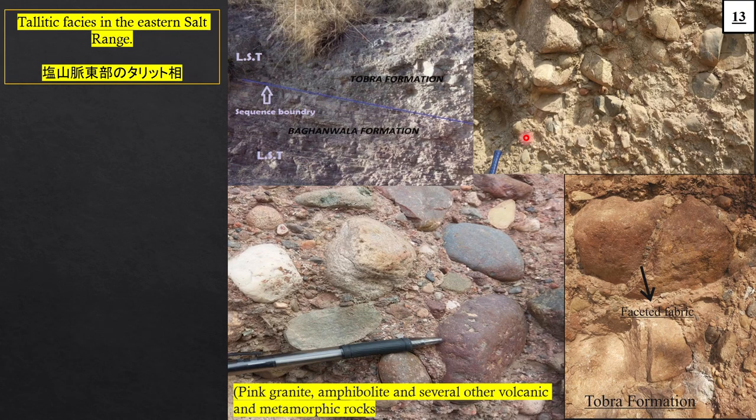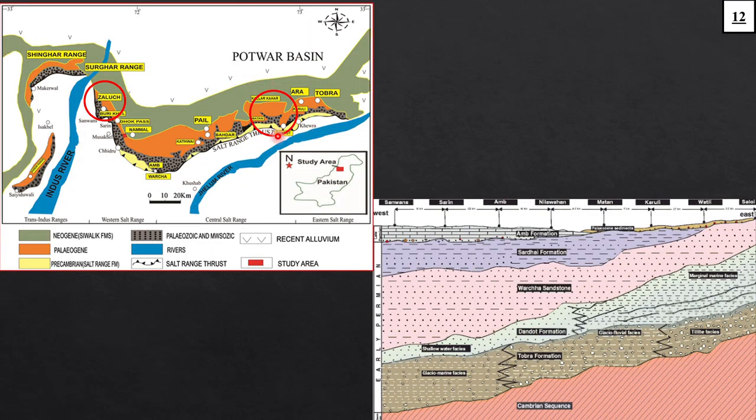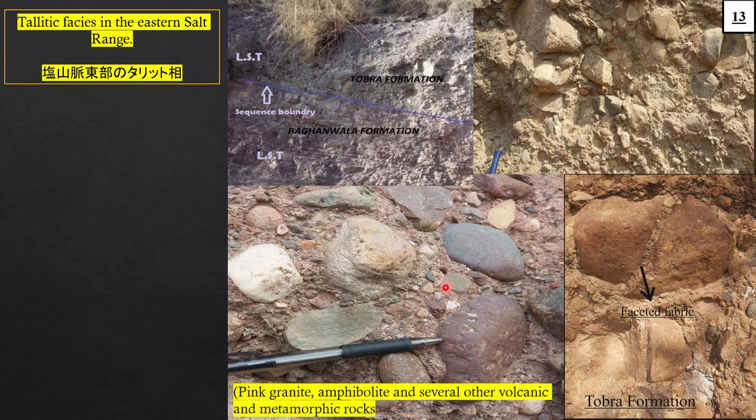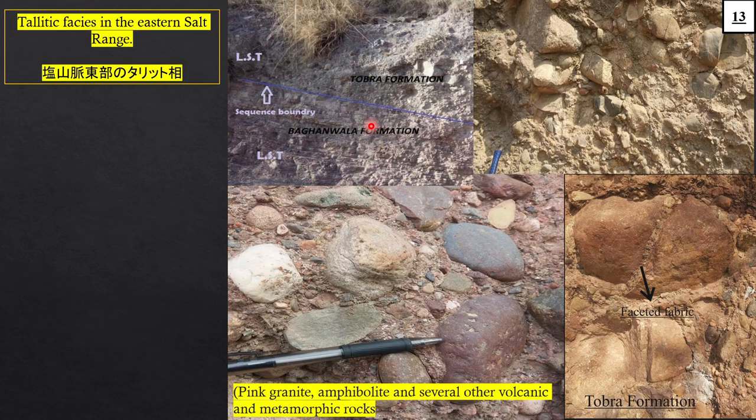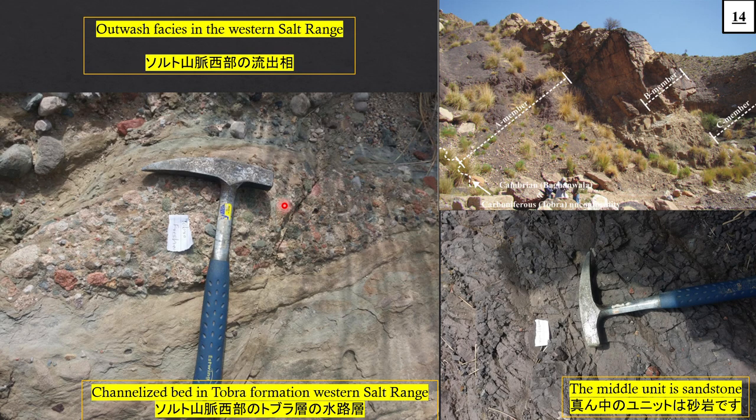So these are the tillitic facies which are present in the eastern Salt Range. They have high clasts, pink granite and pegmatites which represent the Aravalli and Malani ranges of India. So it means that the direction of the source is from east to west, because the Malani range is present to the east of Pakistan, in India.